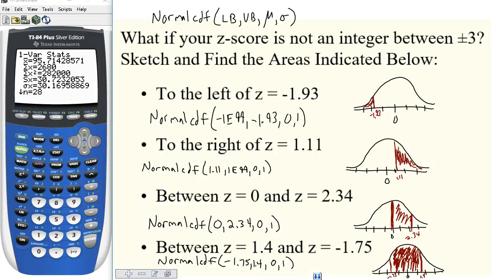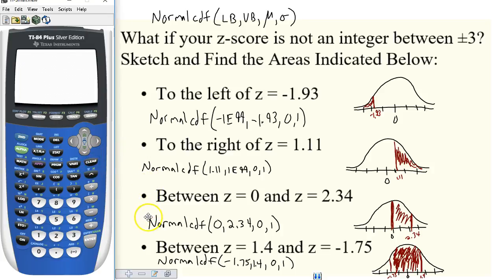Now, there's a reason that I asked you to get your calculator out today and to get your table out today. What do you do if your z-score is not an integer? In other words, it's not 1, 2, 3, or -1, -2, -3. Well, in this case, we can't use the empirical rule. We have to use something else.